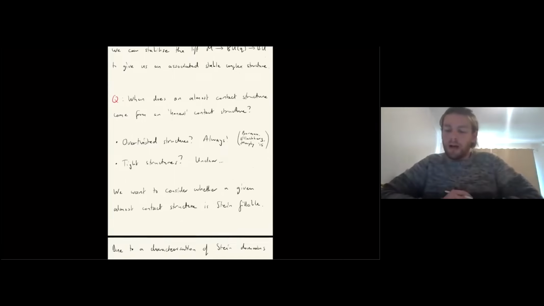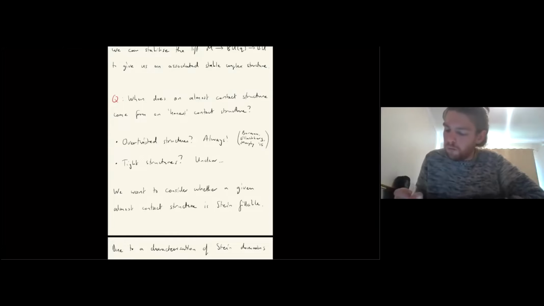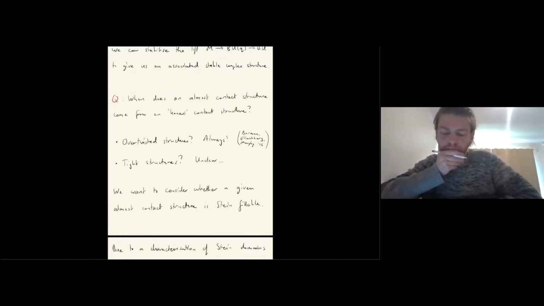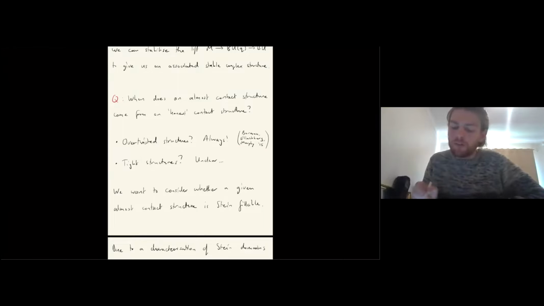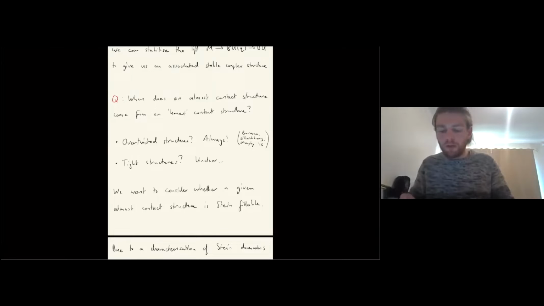So a question you might want to ask is, when does one of these topological almost contact structures come from an honest geometric contact structure? And due to fairly recent work by Borman, Eliashberg, and Murphy, if we care just about overtwisted structures, then it turns out it's always the case, an h-principle thing.